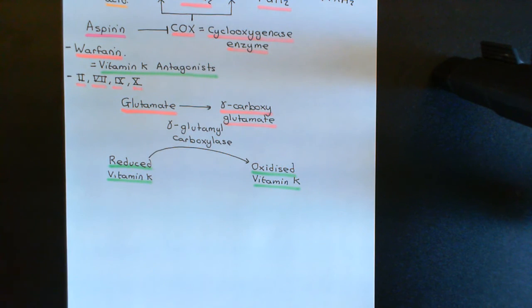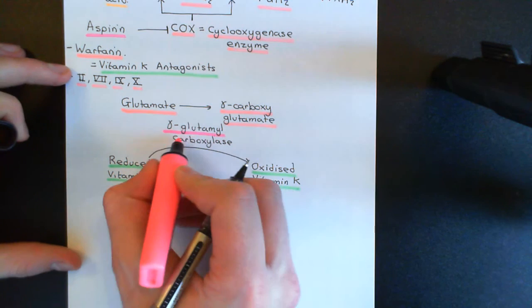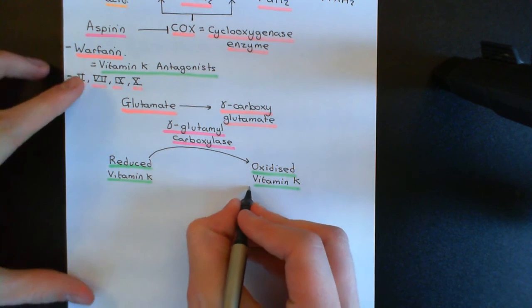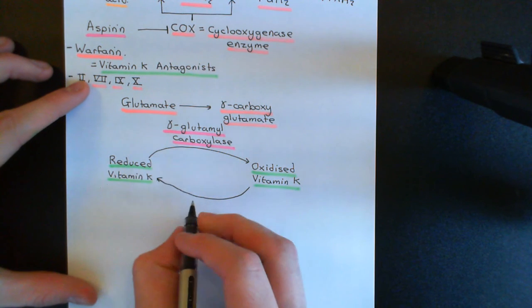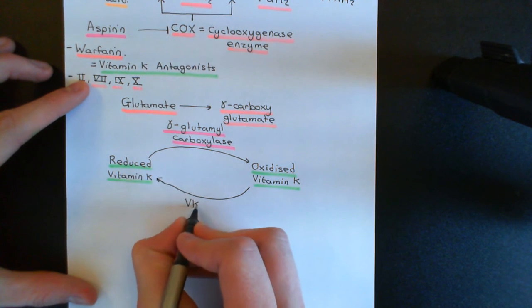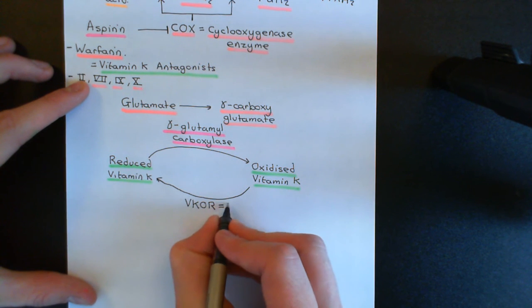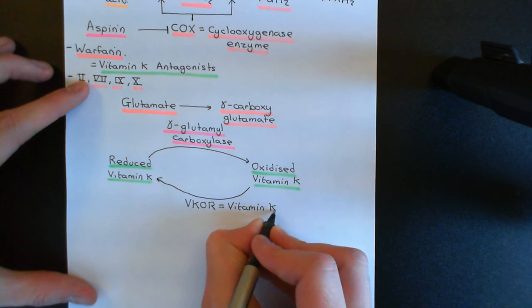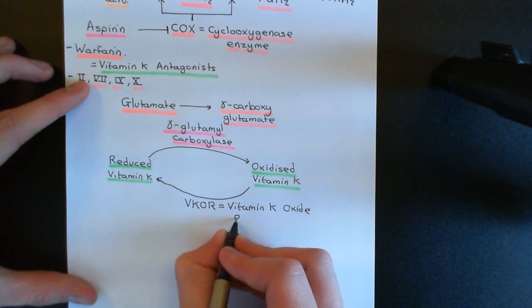To prevent this from happening, and to mean that we can still continue to make gamma carboxyglutamate residues in our coagulation factors 2, 7, 9, and 10, we have to have an enzyme which converts oxidized vitamin K back into reduced vitamin K, and this is the vitamin K oxide reductase, or the VKOR enzyme. VKOR stands for the vitamin K, that's the VK, and then the O is for oxide, and the R is for reductase.